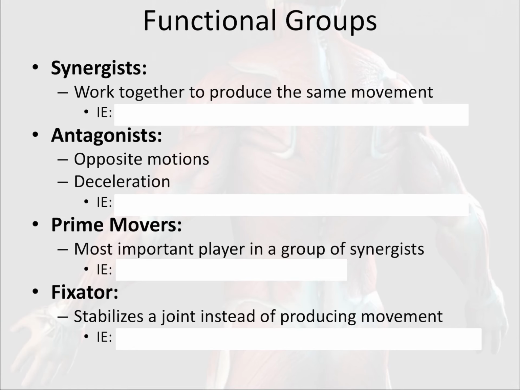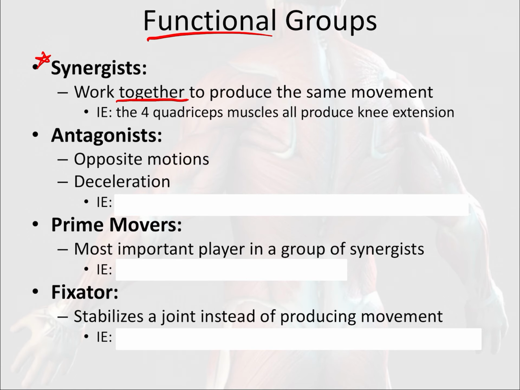Okay, so a few more definitions and terms that we need to be familiar with as far as muscles go. There are these different functional groups of muscle. The first one is called synergists. These muscles work together to produce the same movement. One you can think of would be the 4 quadriceps muscles, right? It's 4 separate muscles. They all do the same thing. They all extend the knee. So all 4 of those work together synergistically to provide the same motion.